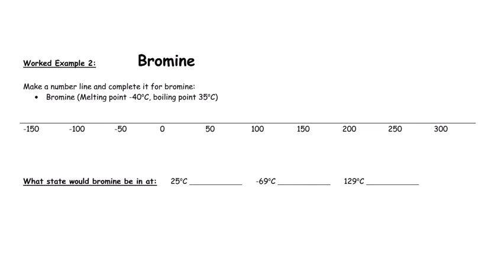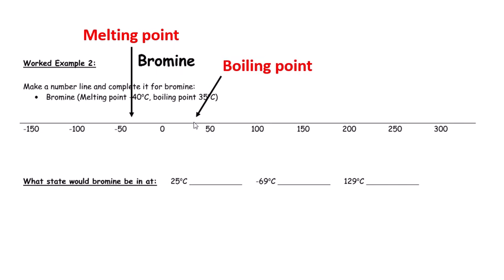Okay, so going through it fairly quickly. So this time the melting point is minus 40. So if we go along our number line, there's minus 100. That must be about minus 75. There's minus 50. And minus 40 must be about here. So yeah, there's the melting point. And then this will boil. Bromine boils at 35 degrees centigrade. So let's go along. And there's 0, 10, 20, 30. So 35 must be somewhere around here. So there's the boiling point.